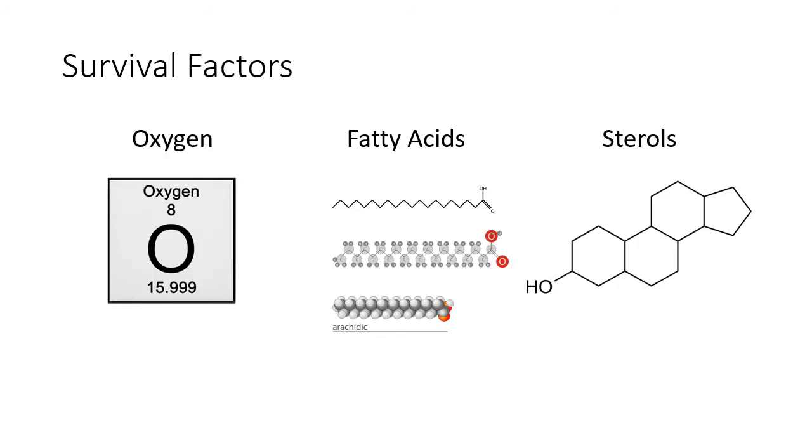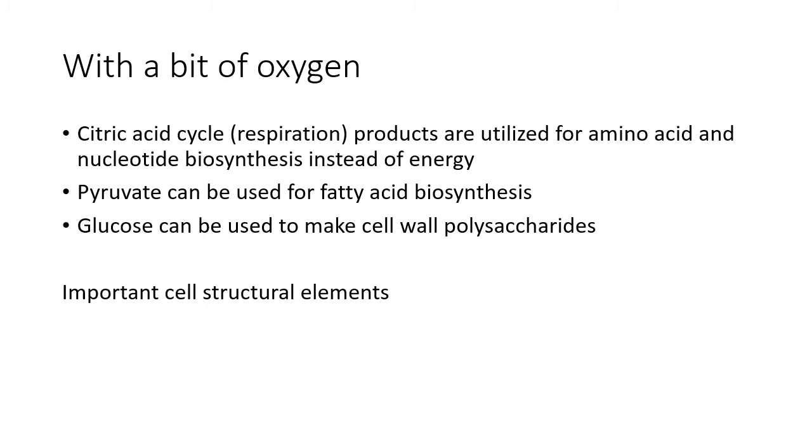So here are our major survival factors. Number one is oxygen, fatty acids, and sterols. Now, the key thing is that on the front end, during the reinoculation phase and during bringing yeast back to life, yeast use oxygen to make these fatty acids and sterols. They will produce them on their own. So with a little bit of oxygen, the citric acid cycle respiration products are utilized for amino acid and nucleotide biosynthesis instead of energy. So basically, they will make their really strong, robust cell walls.